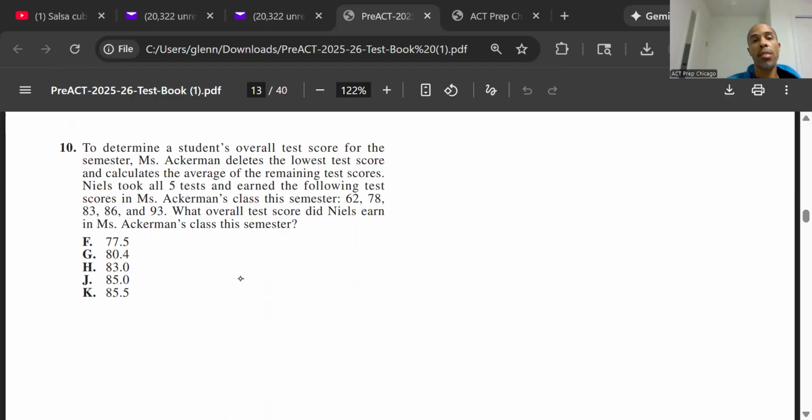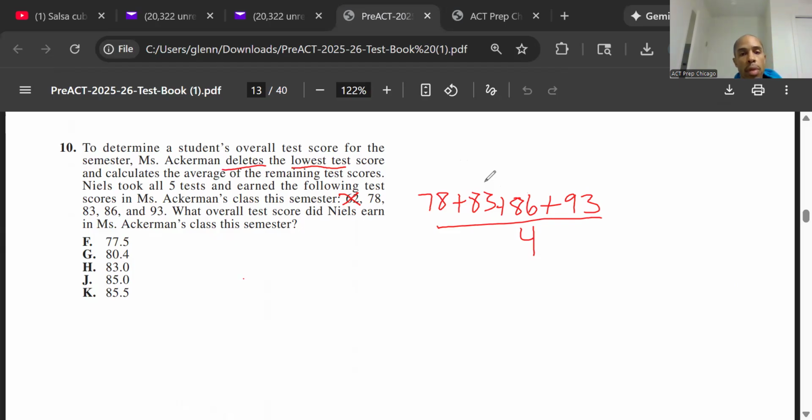The student missed the question because they just did the average of the 5 tests. No, you have to include what's up here, which is deleting the lowest test score, and the student forgot to do that. So the average really should be of only 4 scores. We get rid of the 62, and we want the average of 78 plus 83 plus 86 plus 93. We know that you get the average of a test by adding all your values and dividing by how many you have, which is 4. We have 4 tests which we're going to use to create our overall test score based on the directions they gave us.